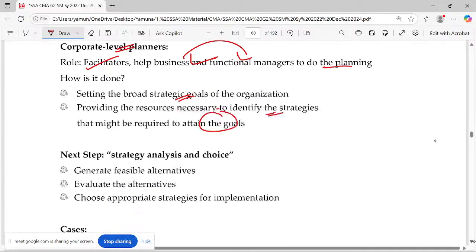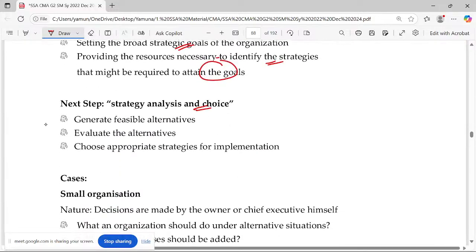Next we'll go for strategic analysis and choice. Already we have done this one, right? This is the 9.5 topic: to generate the feasible alternatives. What do you mean by feasible?